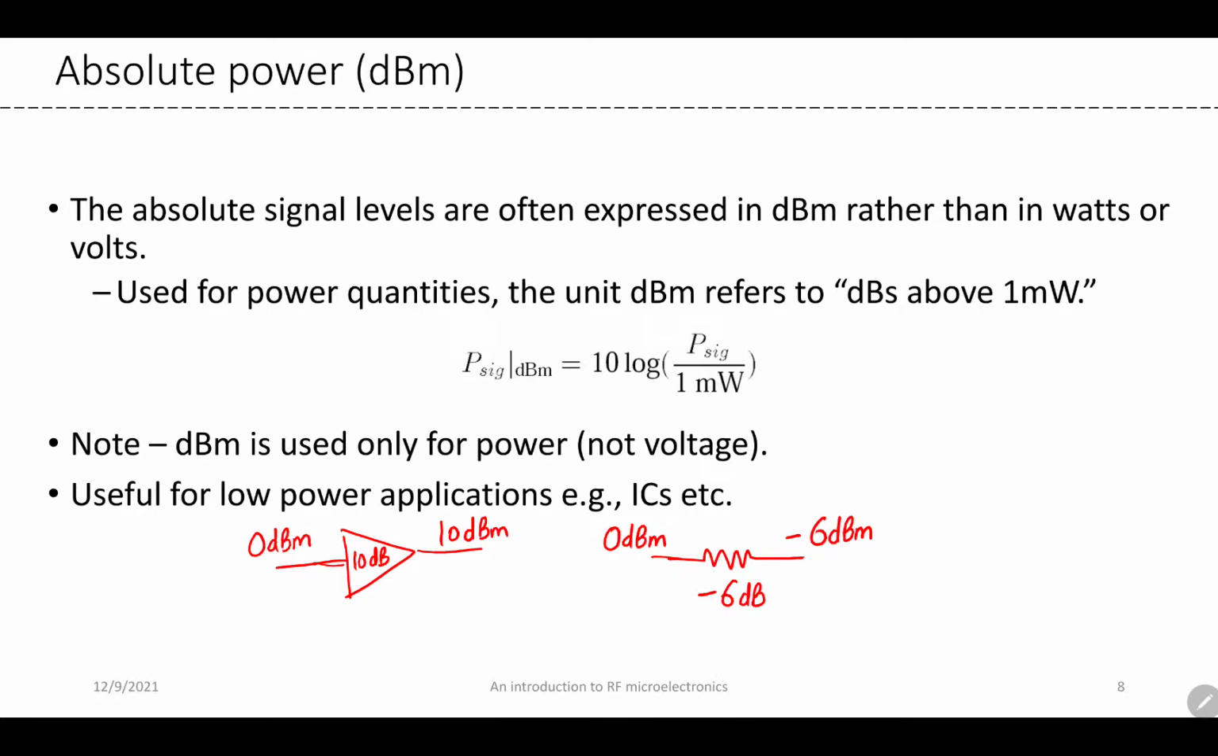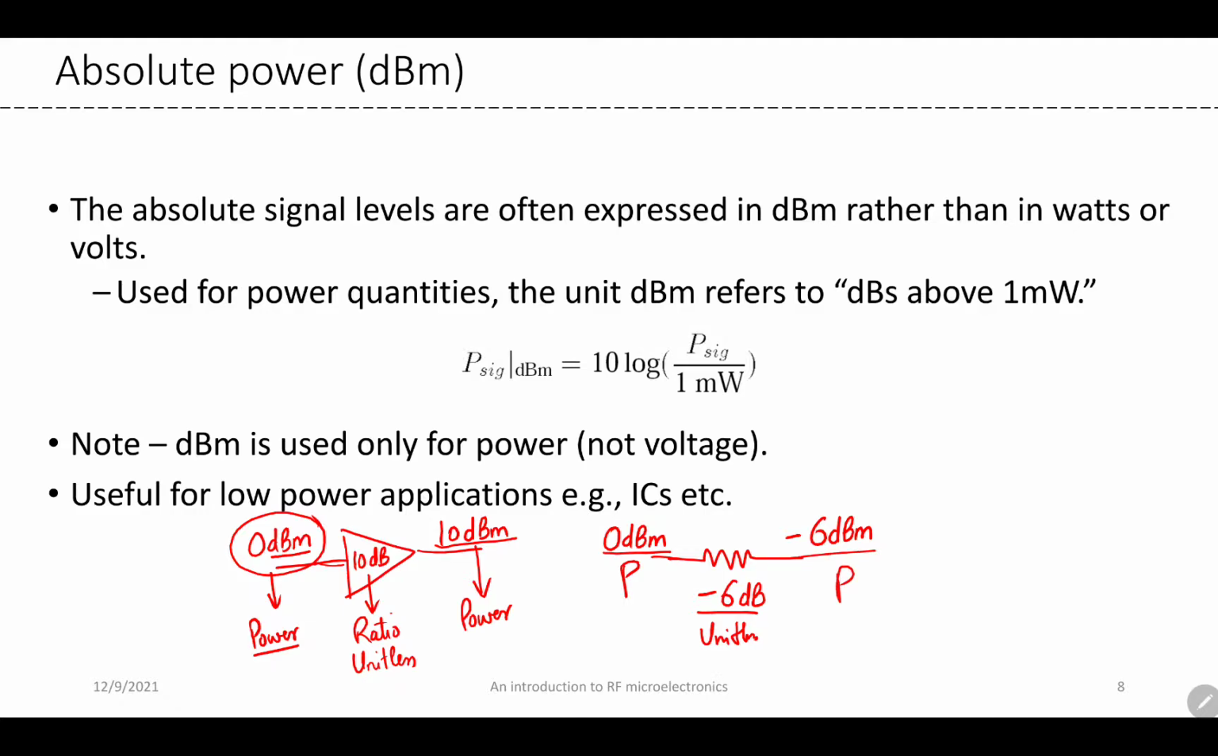Now you have to remember some things. This is in dBm, it has a unit of power, right? This is just a ratio, it is unitless. This again is a unit of power. Similarly for this, this is power, this is unitless, this is again power.